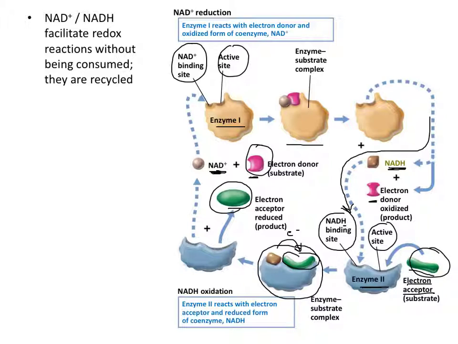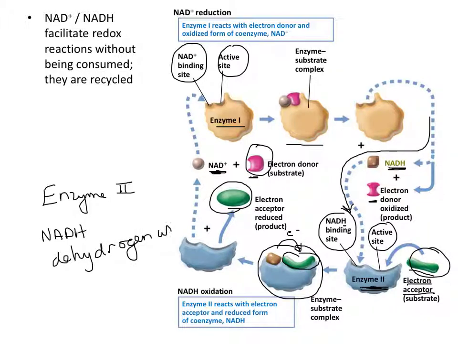I want to make one additional point here, and it's about enzyme 2 and its role. Enzyme 2 is serving to oxidize, or catalyzing the oxidation of NADH. And so enzyme 2 in this figure is actually playing the role of an enzyme more generally referred to as NADH dehydrogenase, which is a very important enzyme in complex 1 of the electron transport chain that we're going to look at in a later part of this lecture.